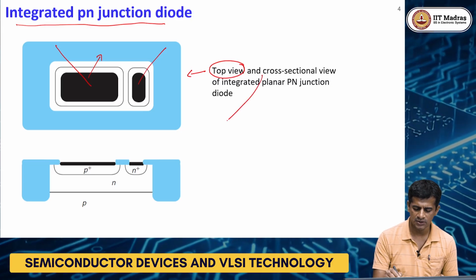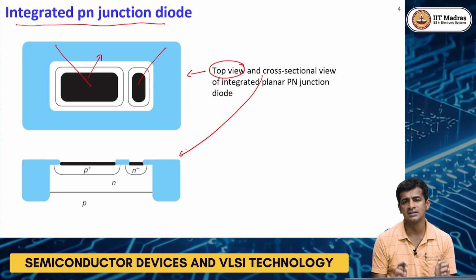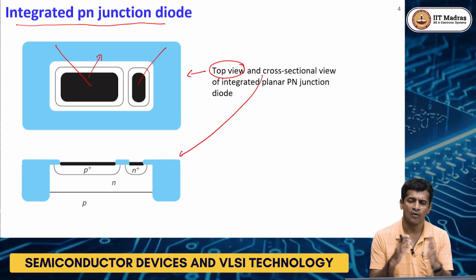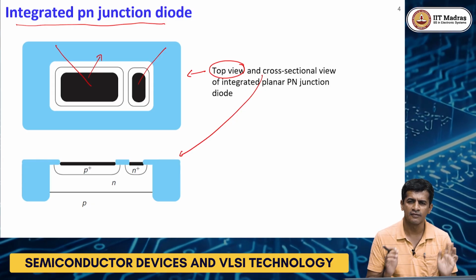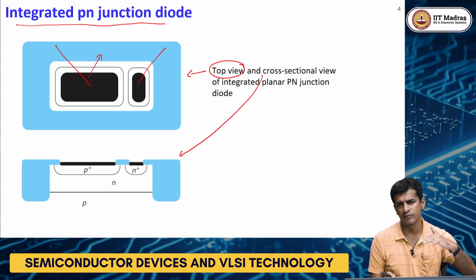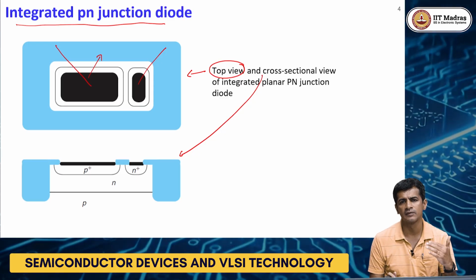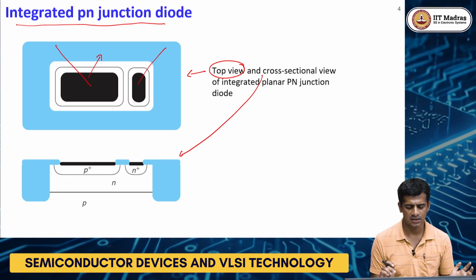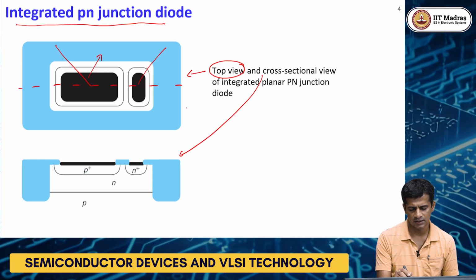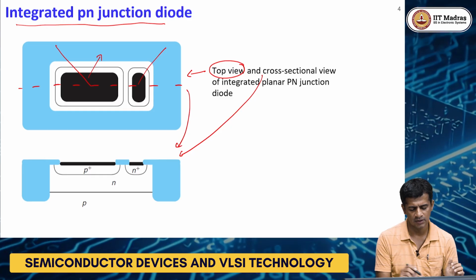Then this is known as a cross section. These two views are very important for all engineering applications and in particular for semiconductor devices. You should be able to visualize any device from the top view, and also how it looks in the cross section. So if you take a cross section along this direction, this is how the cross section looks.